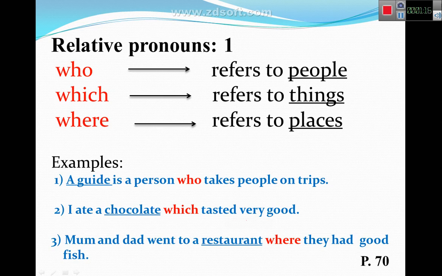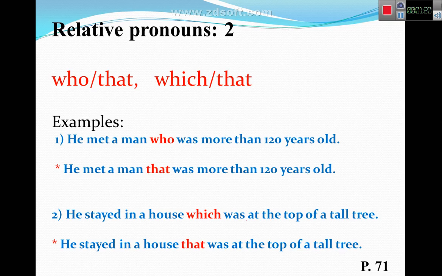This is from page 70 that we did, but as a review to connect with part 2, relative pronouns part 2. Who or that, which or that. What does that mean? We can use that instead of who. It means we can replace who with that. We can use that instead of which. It means we can replace each other.